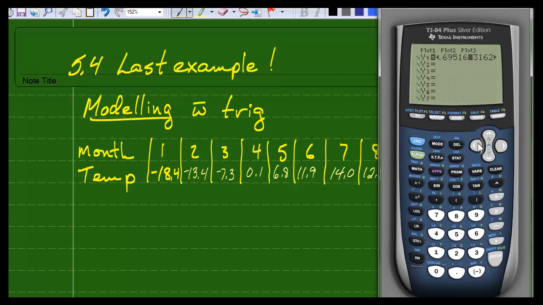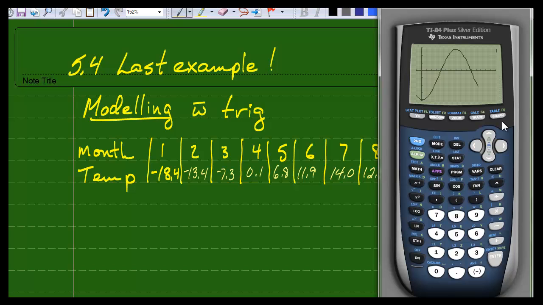Okay, etc. So if I choose my window settings carefully, I'm going from the first month to the 12th month, and I want to see a little bit beyond that. So I'll go maybe from -1 to, I don't know, let's go 15. And we'll show every month. Our lowest temperature was -18.4, so if I go -20, that should be enough. My highest temperature was 14, so if I go a little higher to 15, that should be fine. And maybe this time we'll go up by temperatures of 5 degrees. So now when I graph it, let me just make sure that my mode is in radians. Yes, it is.